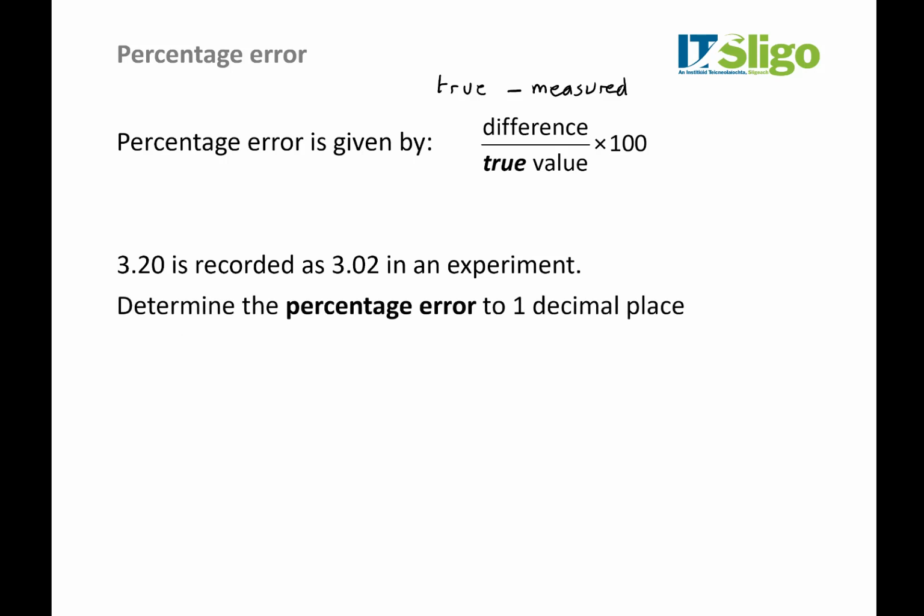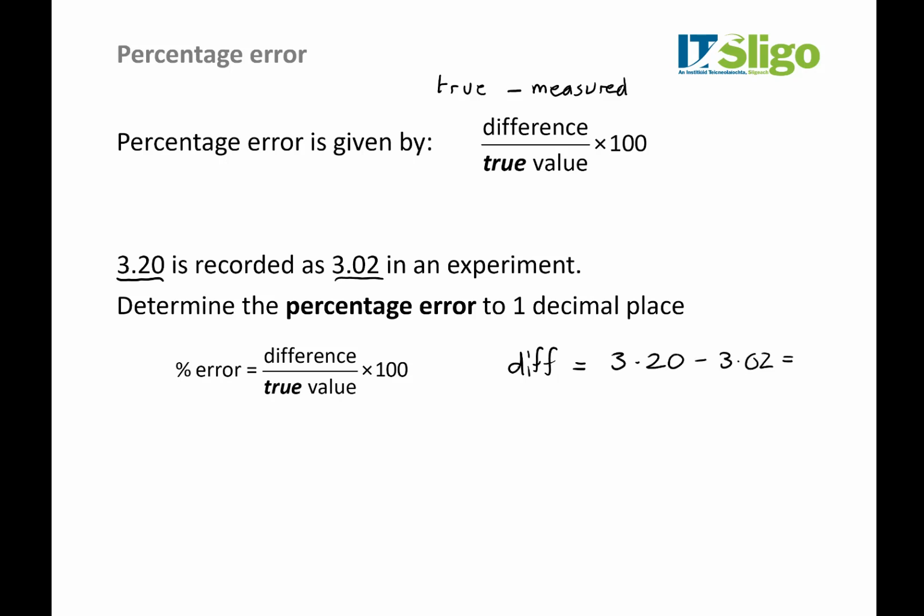So we need to find the difference first of all. Here's our true value. Here's our measured value, or our incorrect value. And we want to get the difference between the two of them. So the difference is simply 3.20 minus 3.02, and the difference is 0.18. So the true value then, as I said, is this one. So now the formula looks like this.